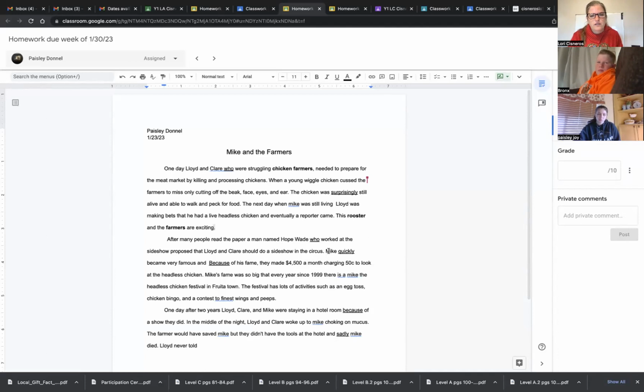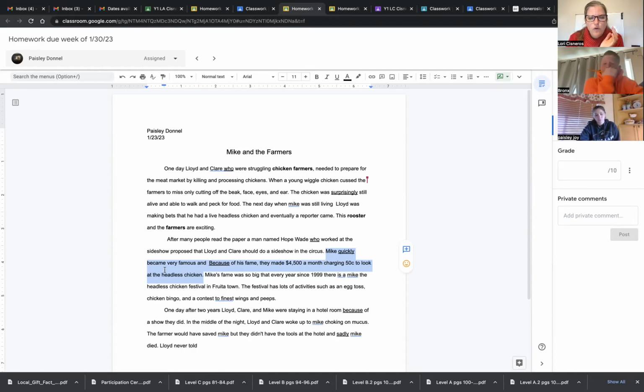When you're looking for a place to put an adverb, here's a great example. Let's see, where does the sentence end? Right here. Mike quickly became very famous, and because of his fame, they made $4,500 a month, charging 50 cents to look at the headless chicken. That's a great sentence. You have the word quickly, which is a great adverb. Bronx and Paisley and Abby sometimes struggle with figuring out what adverb to use and where to put it.